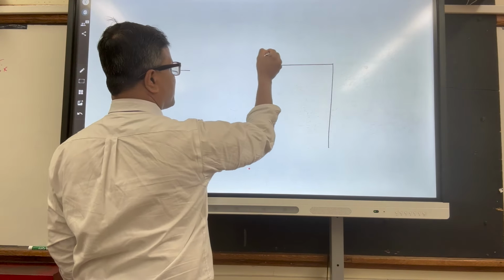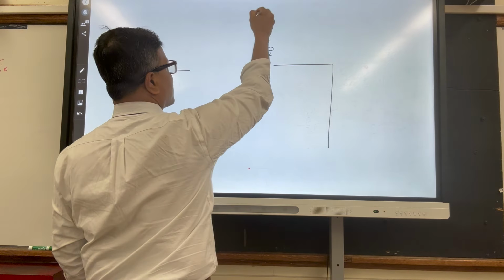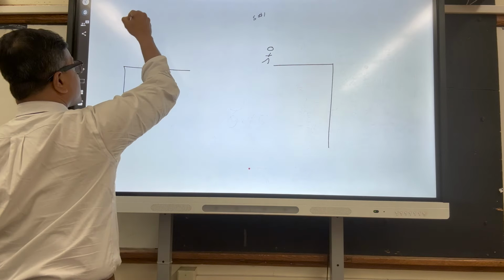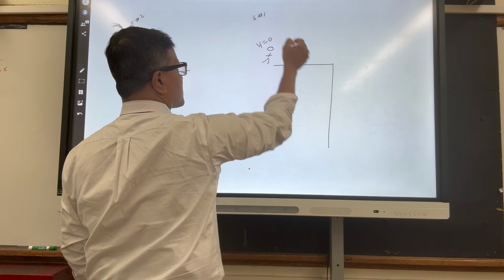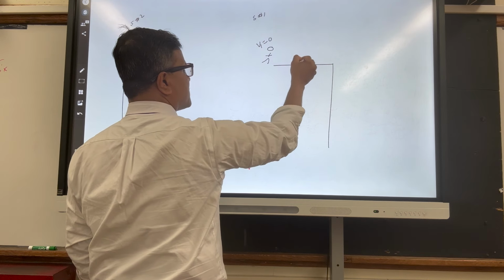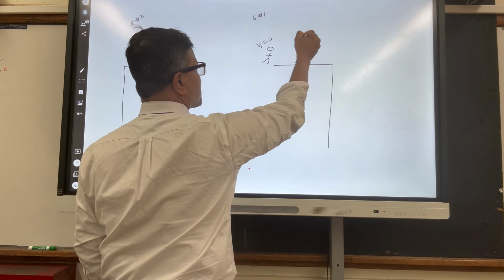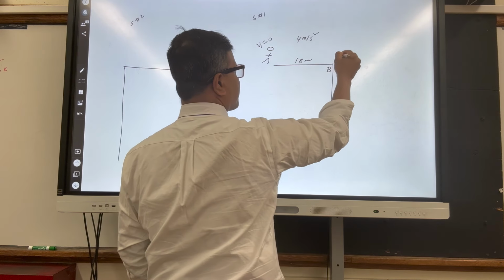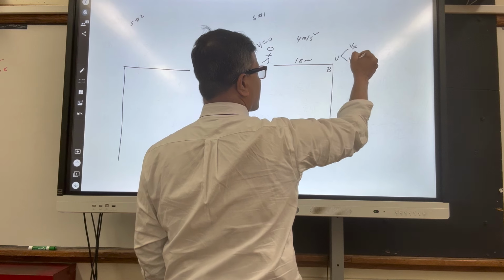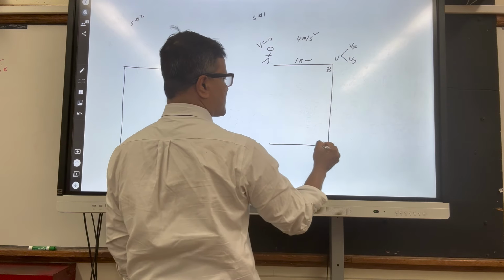A person, scenario 1, scenario 2. A man starts from rest, moves 18 meters with 4 meters per second squared. Find his velocity at location B. Find his velocity at location C.